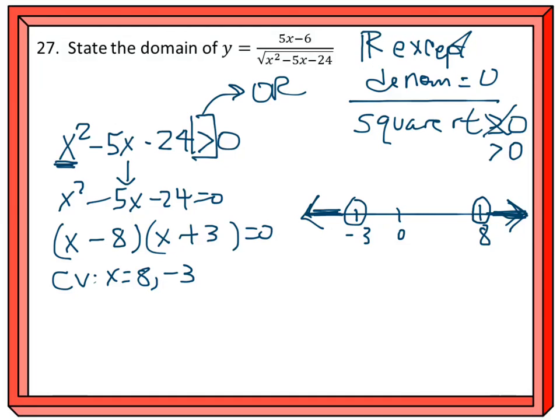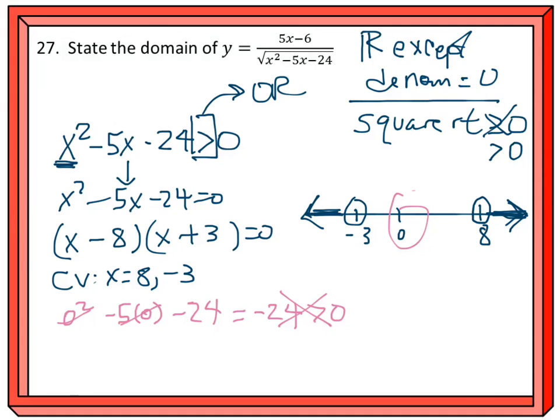Alternatively, I can just use a test value, and how about I test something like 0, because that should be the easiest one to test, and plug in 0 and see if it is greater than 0 or less than 0 or whatever. So 0 squared minus 5 times 0 minus 24. Those, of course, will cancel out. That is equal to negative 24. Is that greater than 0? No, it's not. So I can't include the interval that includes 0. I have to include everything outside of that. So again, it's the OR inequality.